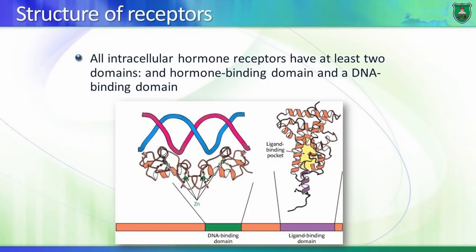Now, if we look at the nuclear receptors, they have at least two domains. One domain is the DNA binding domain, and the other domain is the ligand binding domain.